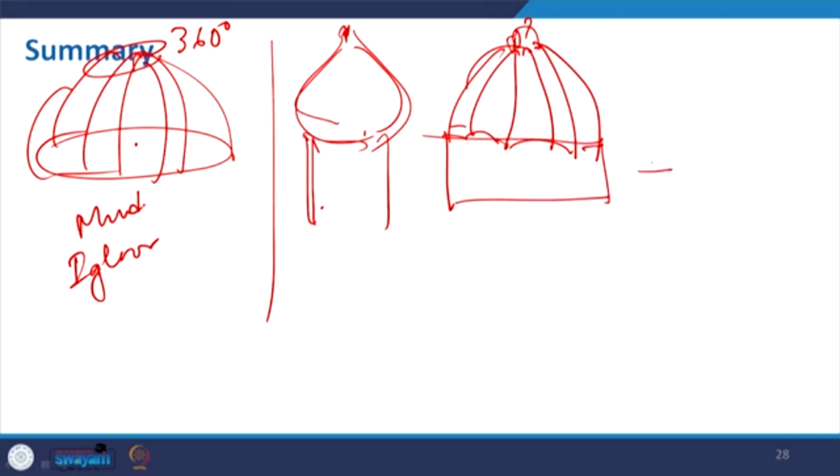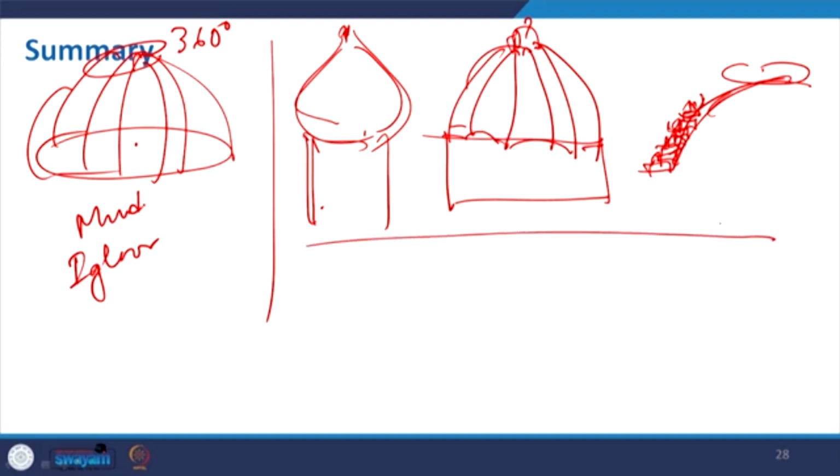Here you have to align the layers of bricks or masonry, taking some offset in such a way that it will create the form of an arch, and finally it is revolved, and then we get this dome.